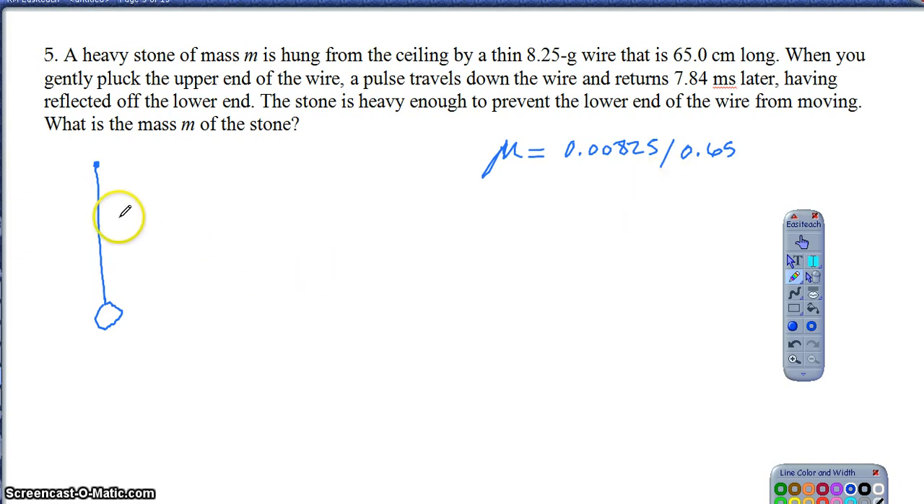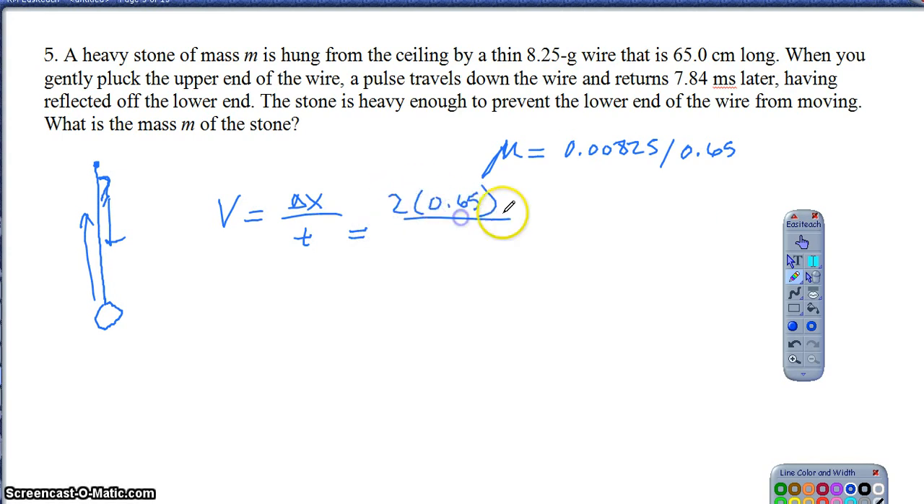But the idea of what's going on is, you pluck the string and send a pulse down the wave. So you send this disruption, this disturbance down the wave, and then it returns back after 7.84 milliseconds. And what does that information tell us? Well, that tells us how fast the wave moves down and back, so they're giving us a means to find the velocity. We can find the speed of the wave by finding that total distance divided by that total time. Since the wave velocity is going to be constant, we're just going to find the total distance divided by the total time. So the total distance would be 2 times 0.65, right?